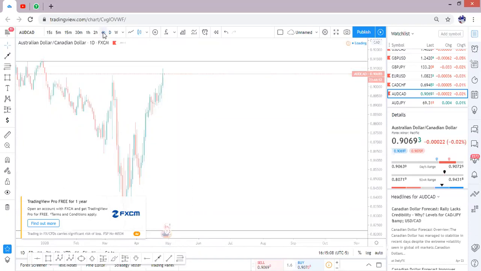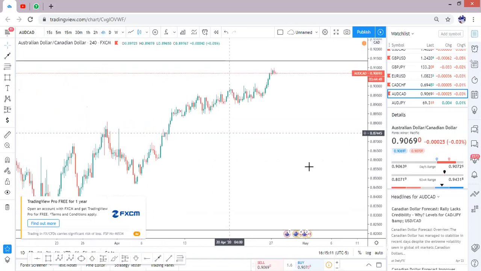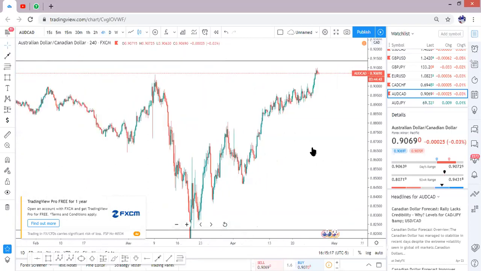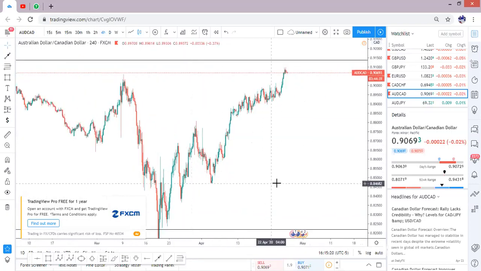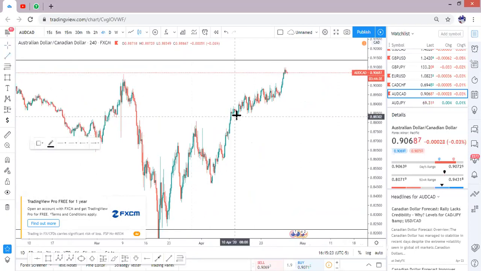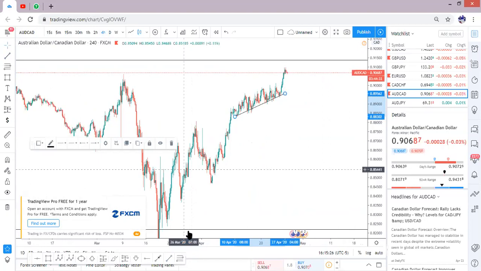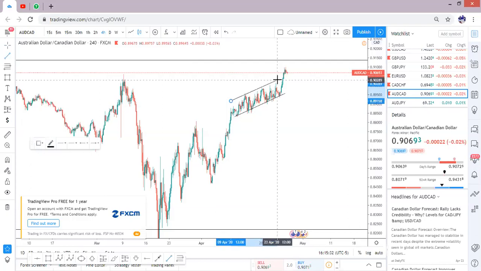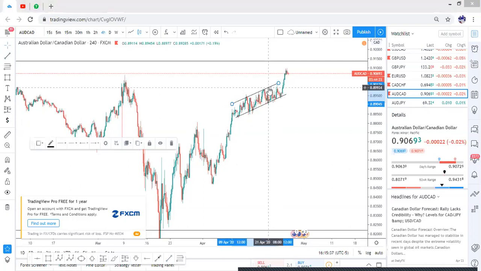So I'm going to the 4 hour time frame now. This is the 4 hour time frame. On 4 hour time frame, you can easily spot flag and the rest. So around our 4 hour time frame, we have this. We have this. So you can see what I'm saying.